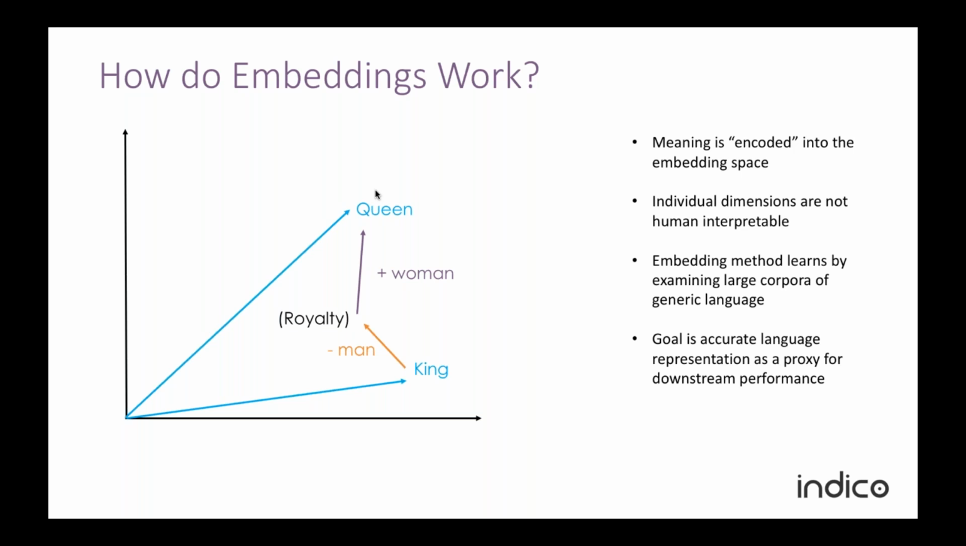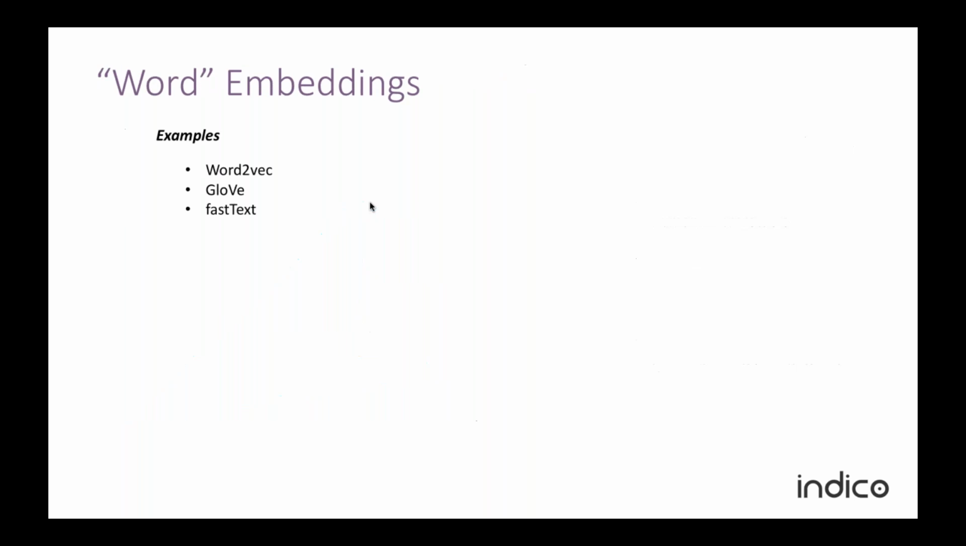So you're, again, encoding this meaning in this embedding space, and this vector example is just a good way to think about it. Importantly, the individual dimensions are not really human interpretable. If you ask what the x-axis or the y-axis on this graph is, there's not a great answer you can give. Again, in most word embedding methods they learn by looking at generic corpora. This is not explicitly supervised, and your goal is really just representing language as accurately as possible in this dense embedding space. So, quick overview on embeddings.